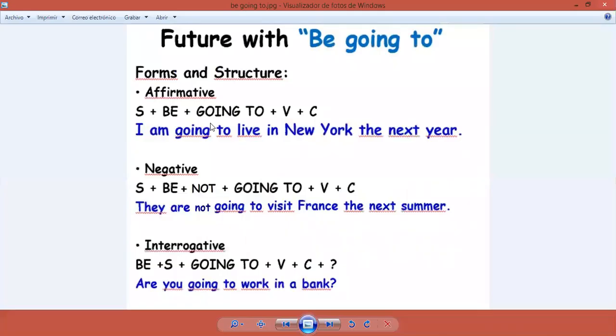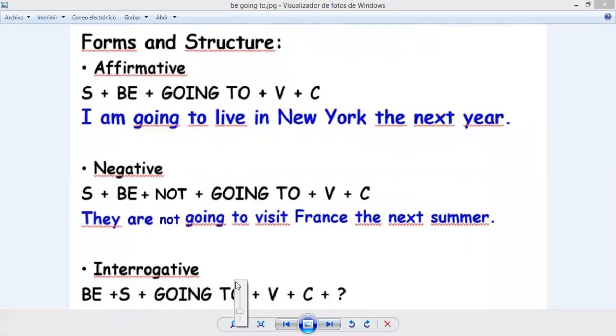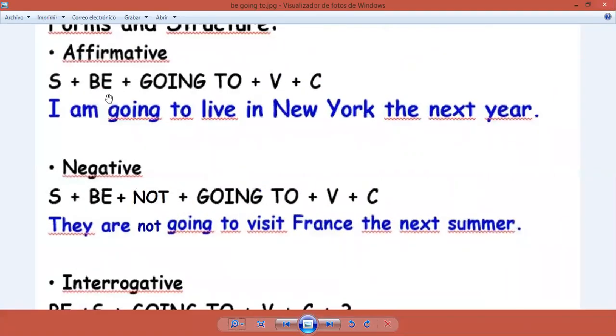Now look at here. It says future with be going to. It says that we have the structure in affirmative. In affirmative, we use subject pronouns plus verb to be plus going to plus verb in the base form, not in gerund, in base form, plus the complement. Example, somewhere. The first one. Very good job, very good job.